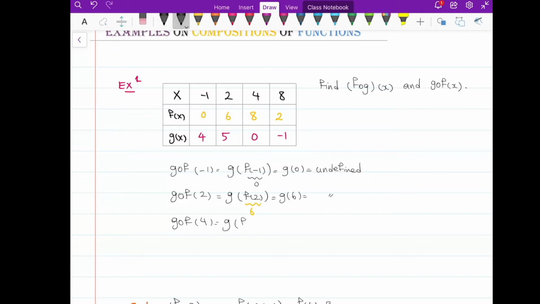How about g∘f of 4? So I can say g of f of 4. F of 4 is equal to 8. So g of 8 is equal to -1. g∘f at 8 would be g of f of 8. What is f of 8? F at 8 is equal to 2. So I need to find g of 2. G at 2 is equal to 5. Perfect. I can say -1 and 2 are not in the domain of g∘f.